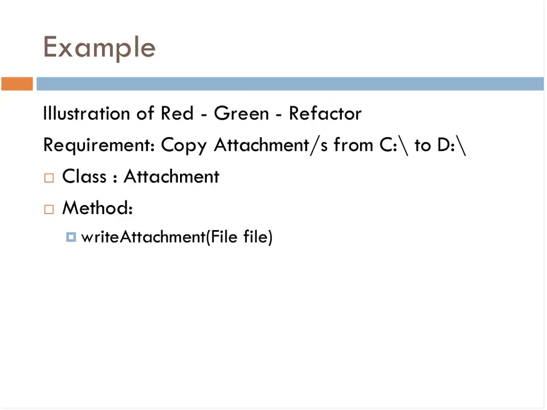So I have a very simple requirement: I want to copy a file from C drive to D drive. Very simple. I've identified that I would need a class called attachment, and a method called writeAttachment. As simple as that.